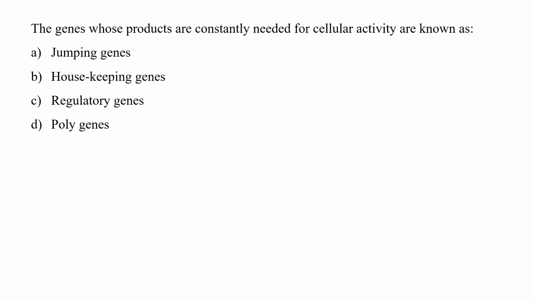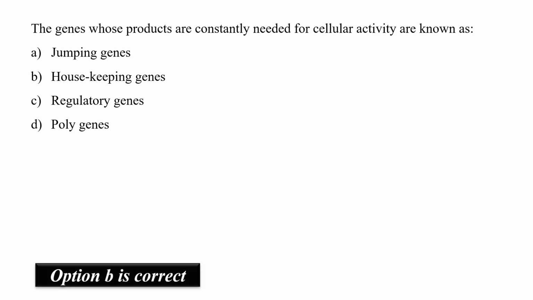The question is, the genes whose products are constantly needed for cellular activity are known as. Options are given as examples of some genes. So these are the housekeeping genes that are always expressed because they code for the proteins that are constantly required by the cells. So they are very essential to a cell and always present under any conditions. Examples of some housekeeping genes are actin and ubiquitin. So the correct option is option number B, housekeeping genes.